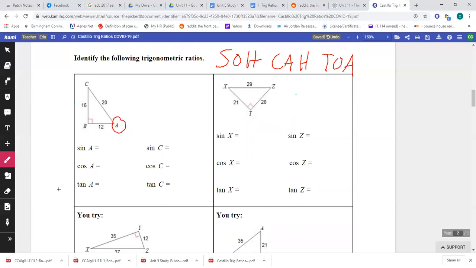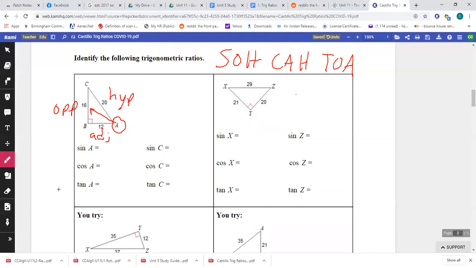Remember, whenever you do these problems, first thing, always identify your hypotenuse. And then now if I focus on angle A, this is my opposite. This is my adjacent, right? Because the one across from it's always the opposite. The one next to it's always the adjacent.